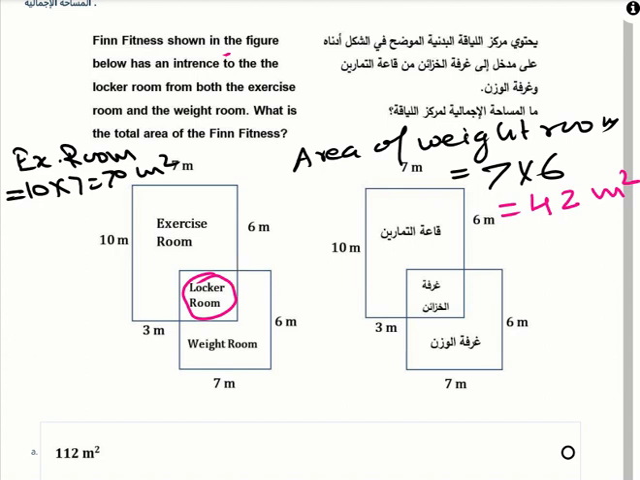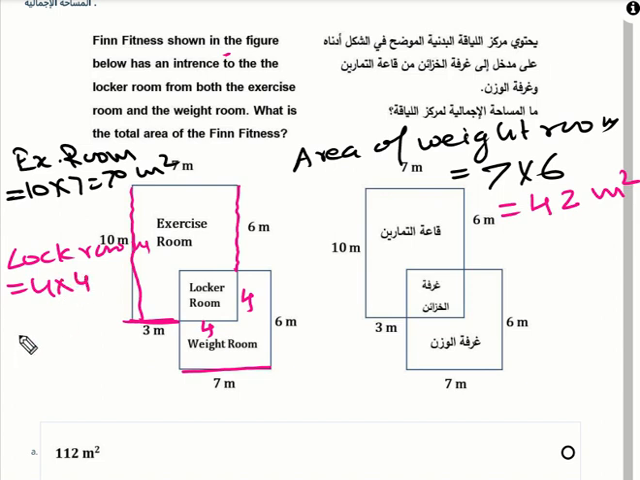So what will be the area of the locker room? You see, the area of the locker room is again in the form of a rectangle or a square, so you'll have to find the side. See, this total side is 10. From this, the side given is 6. So what will be the downside? It will be 4. Now, this total is 7. From 7, 3 is going there. So what will it be? 4. So the area of the locker room will be 4 multiplied by 4, which means 16 meter square.